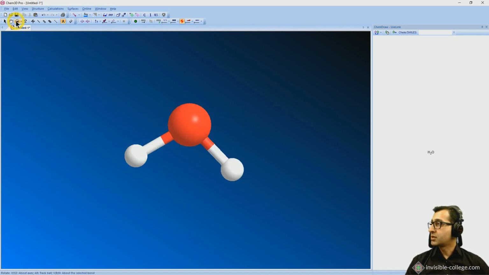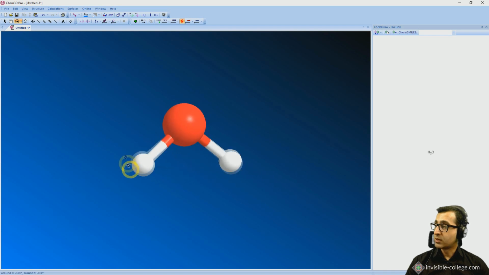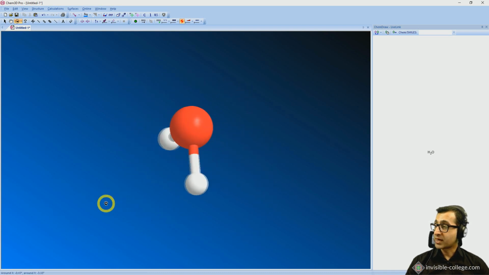So this is the structure of a water molecule. We have a hydrogen atom, an oxygen atom, and we have a bond, a chemical bond, a covalent bond between the oxygen and the hydrogen on this side. We have another covalent chemical bond on this side. So this is H2O. This is the structure of a water molecule, and it is a 3-dimensional object.